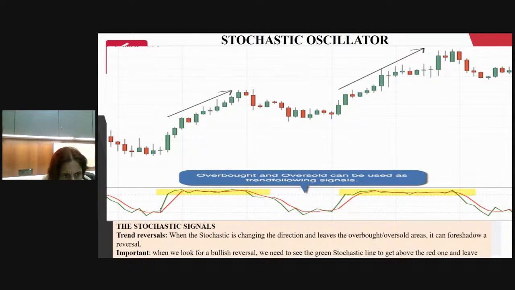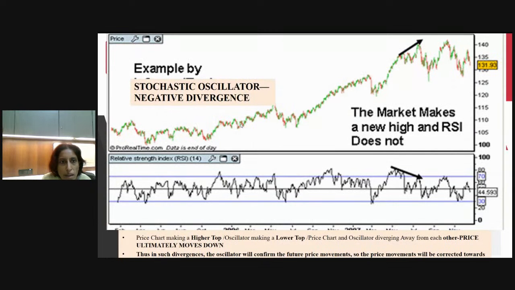So if you take a long position over here, why? Because this particular area or region is showing an oversold region. If you took a long position in the oversold region, you must have made a good amount of profit. So this is how the stochastic oscillator reflects a trend reversal, and it also shows when to buy and when to sell.